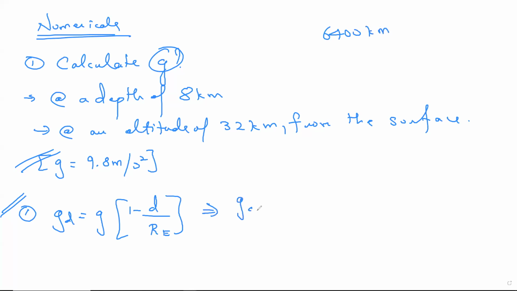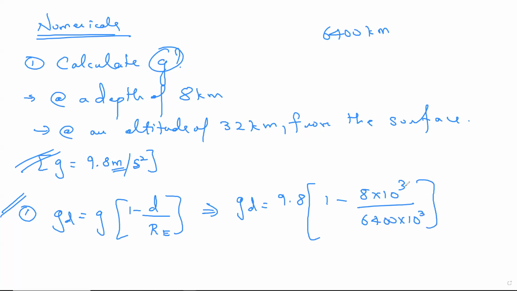Fine. I'll continue with this. Keep g_d as it is. Instead of writing g, we write 9.8. But the problem here is 9.8 is in terms of meters. It is my duty to convert everything in terms of meters. So it becomes 1 minus 8 into 10 to the power 3, because kilo, and R_E is 6,400 into 10 to the power 3, again because kilo. 10 power 3, 10 power 3 gets cancelled here. 8 times 8 is 64, 8 times 1, 8, 00. 1 minus 1 by 800 is the answer.